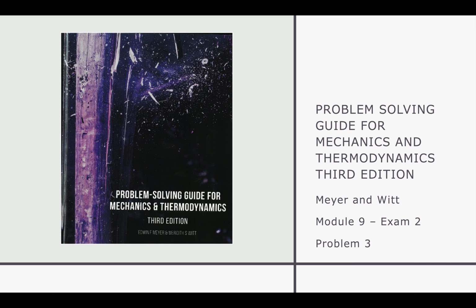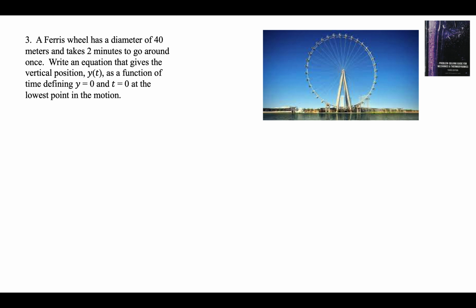This is a video of problem 3 on practice exam 2 of module 9 in the book Problem Solving Guide for Mechanics and Thermodynamics. A Ferris wheel has a diameter of 40 meters. It takes 2 minutes to go around once. Write an equation that gives the vertical position, y of t, as a function of time, defining y equals 0 and t equals 0 at the bottom.